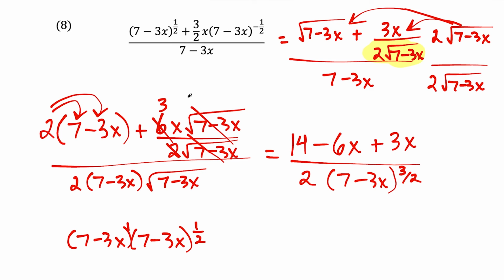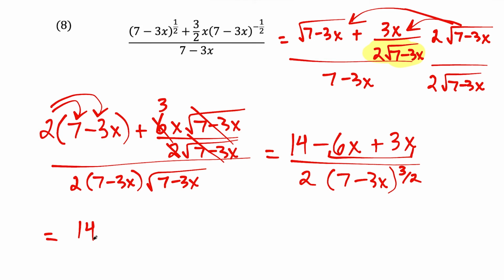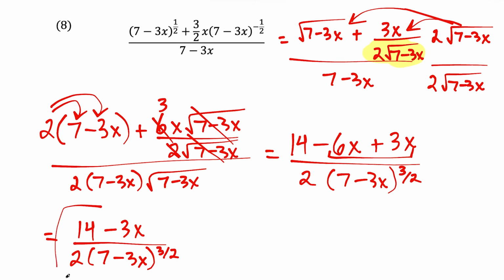And now we can finally write our answer. So our final answer to the last question, after we combine these two terms, we have 14 minus 6x plus 3x is going to give us minus 3x. And this is all over, we have 2 times 7 minus 3x to the 3/2 power. So this is our answer to the last question.